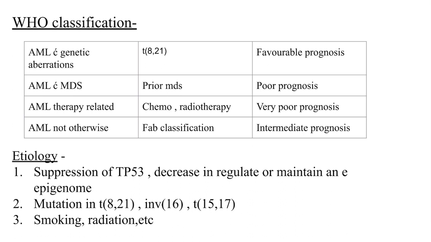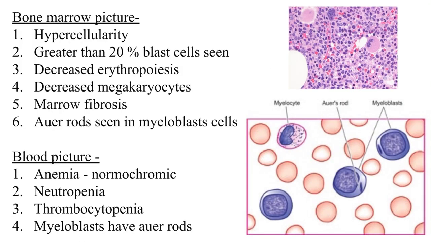Etiology. It is due to the suppression of TP53 gene and decrease in the regulatory or the maintenance epigenomes. And also mutations in t(8;21) we just learned earlier, right? So inversion of 16th gene or translocation of 15 and 17. Just remember these numbers, t(8;21), inversion of 16. And also smoking and radiation can also cause this.